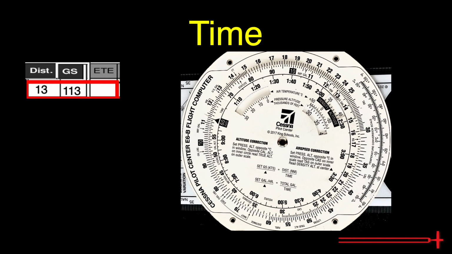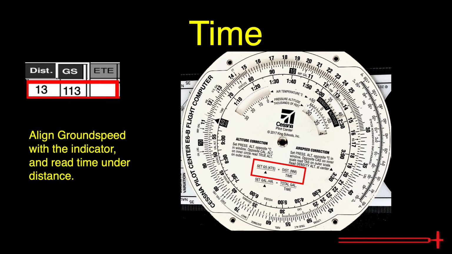This is extremely easy to do with our E6B. I've provided some links to a few different options in the video description in case you do not yet own an E6B. Refer to the directions shown outlined in red. With ground speed aligned with the indicator, find distance on the outside and time en route just opposite that on the inner circle.